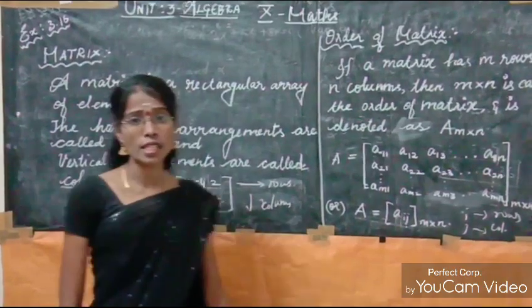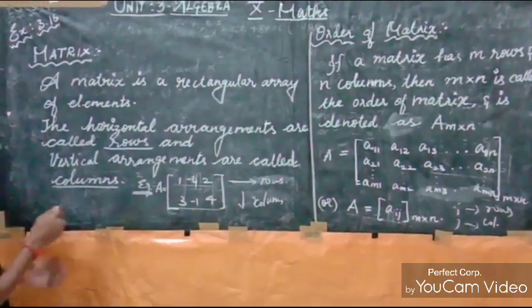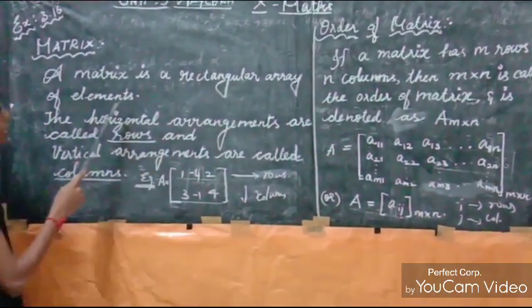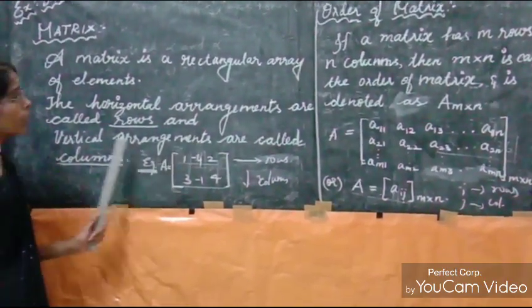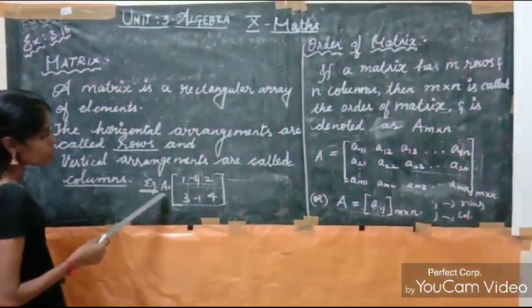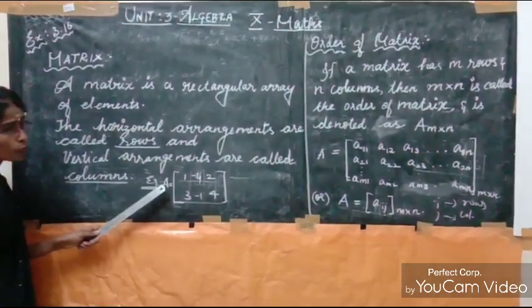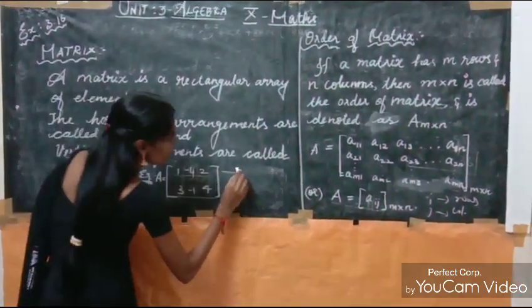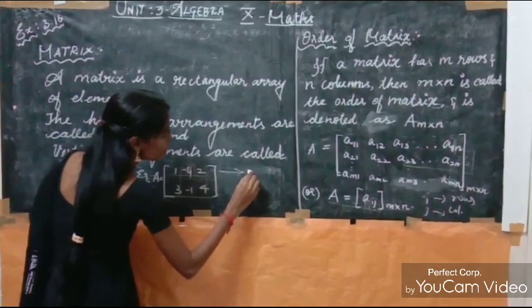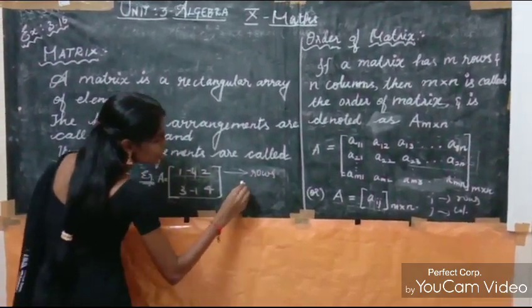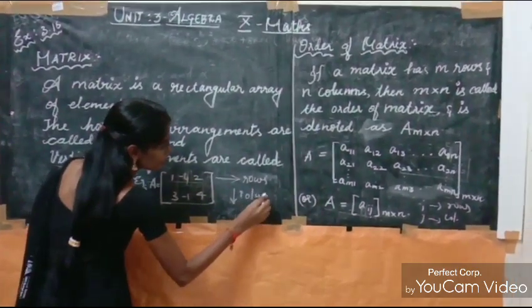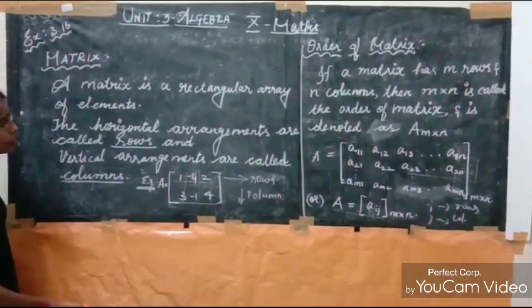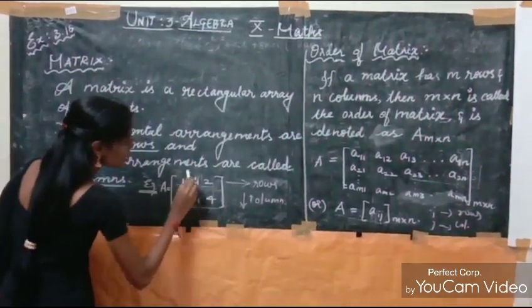Let's see what a matrix is. A matrix is a rectangular array of elements. The horizontal arrangements are called rows, and the vertical arrangements are called columns. Generally, we use capital letters to denote matrices. This is a horizontal line. The horizontal line represents rows. This is a vertical line, and this vertical line represents columns. This is a row and this is a column.